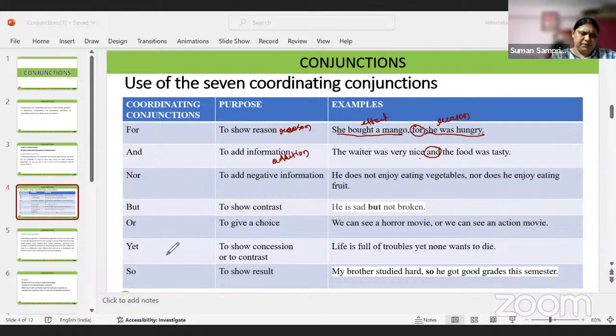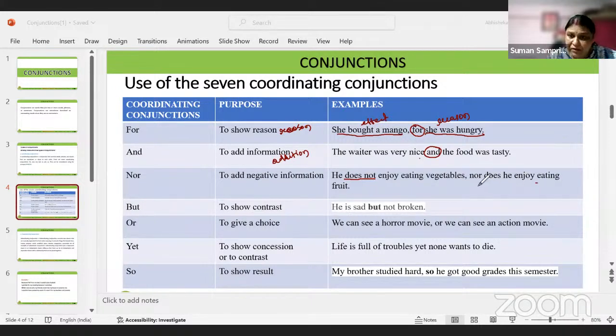Yes, correct. Then "nor" is used to add negative information. Negative doesn't mean bad here. It means two negative clauses, two things that are negative. Negative means no or not here. We do not mean bad. Okay. He does not enjoy eating vegetables, nor does he enjoy eating fruit.